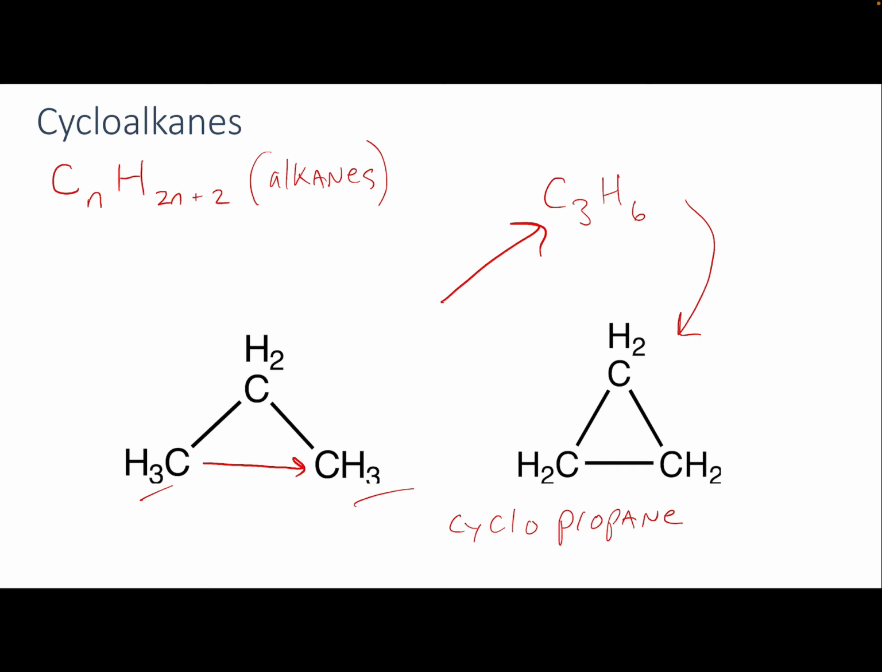Now, we wouldn't necessarily know it was a cyclic compound because something we haven't looked at yet, that we will in this lecture, is alkenes. And alkenes also have the formula where you're missing 2 hydrogens. So if we have this sort of formula, it could be an alkene or a cyclic compound.